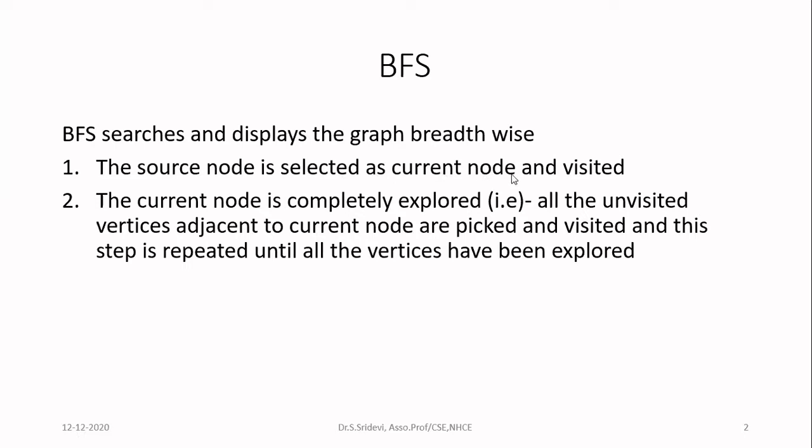After that, you will mark that vertex as visited. Then you are going to explore the current node completely. What is the meaning of exploring the current node completely? If the current node is having 4 or 5 neighbors, you will visit all the neighbors of the current node if they are not visited. After finishing all the neighbors of the current node, then only you will move on to the next node exploration.